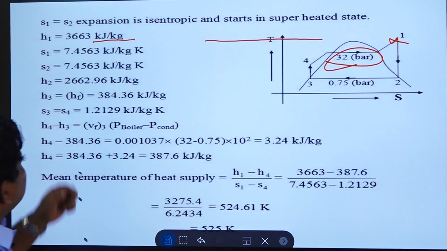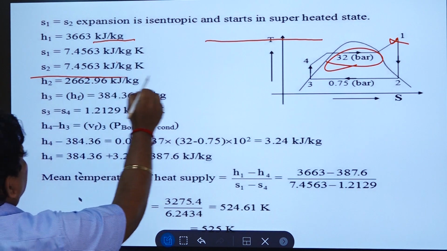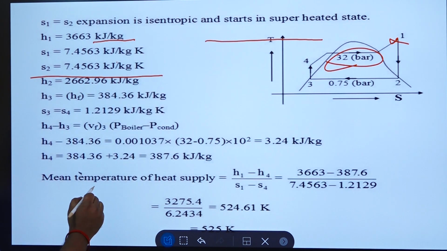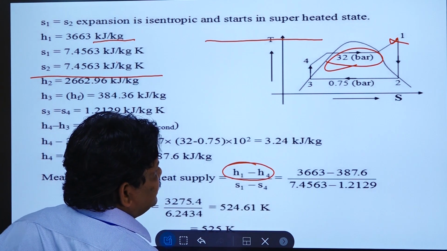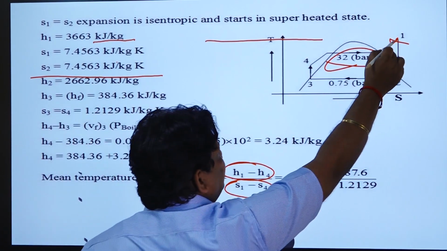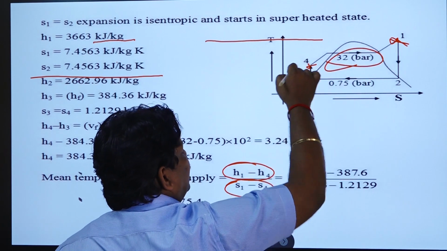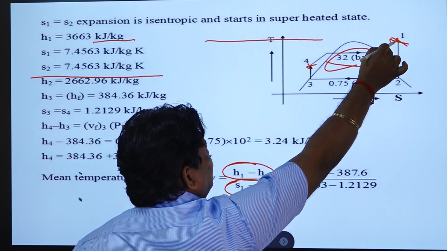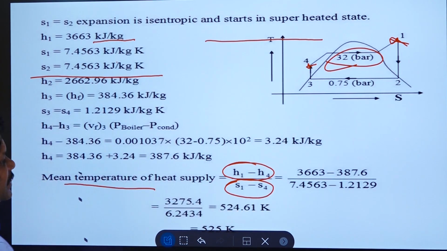Okay, pressure. So H1 is given. H1 is 3663. S1 is given, so S1 is equal to S2. Now the mean temperature of the heat supply, as I told you, should be change in enthalpy and change in entropy. So the change in enthalpy is from 1 to 4. H1 minus H4 divided by S1 minus S4 will give you the mean temperature of the heat supply.